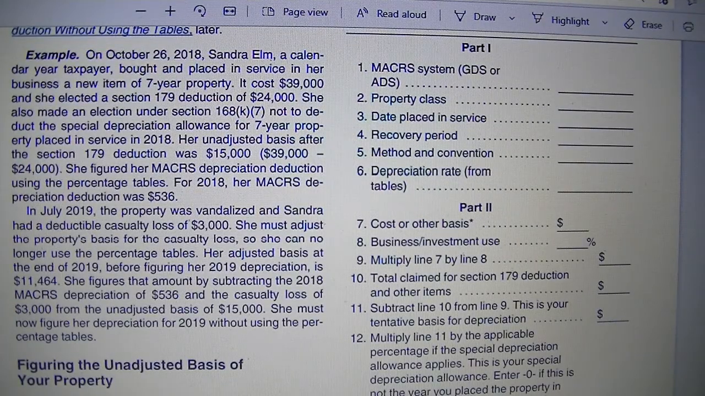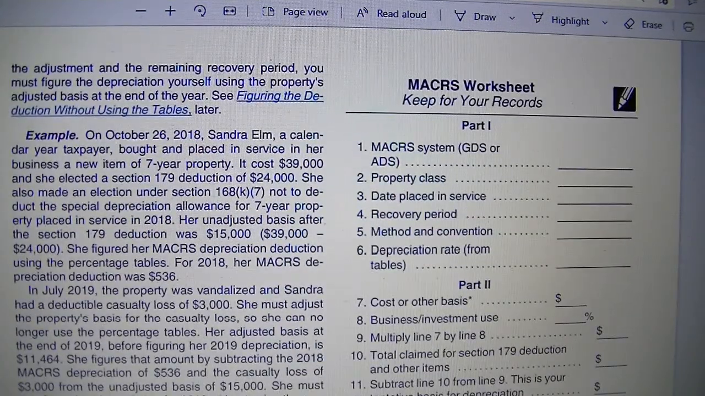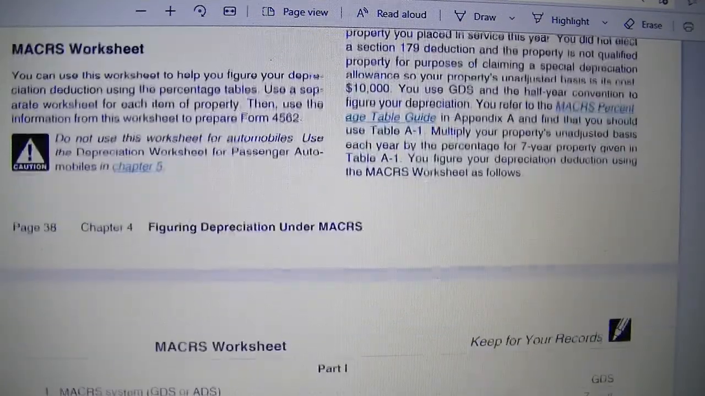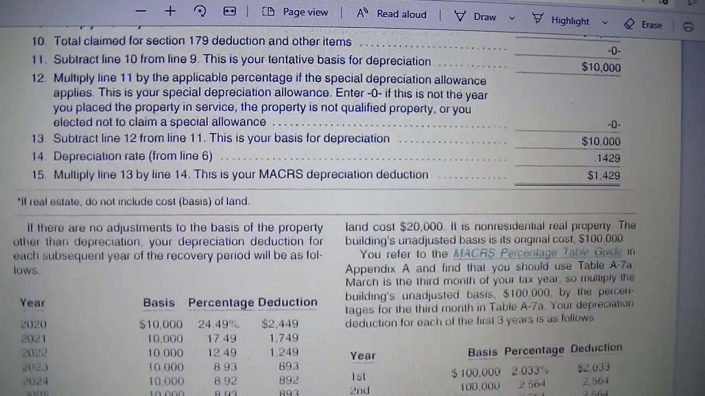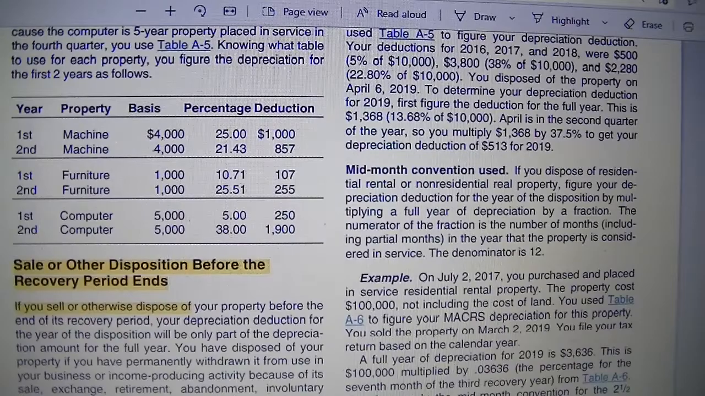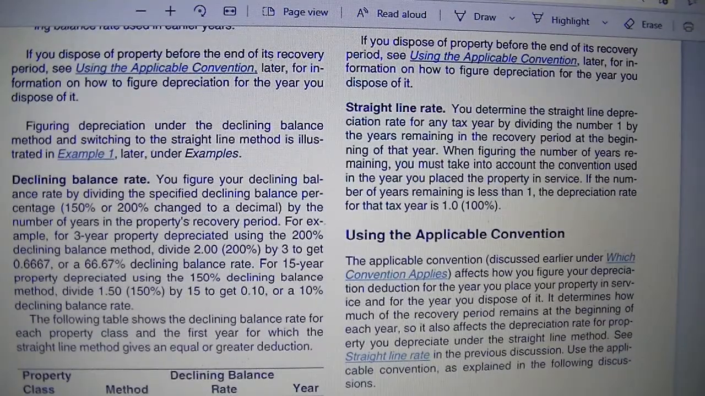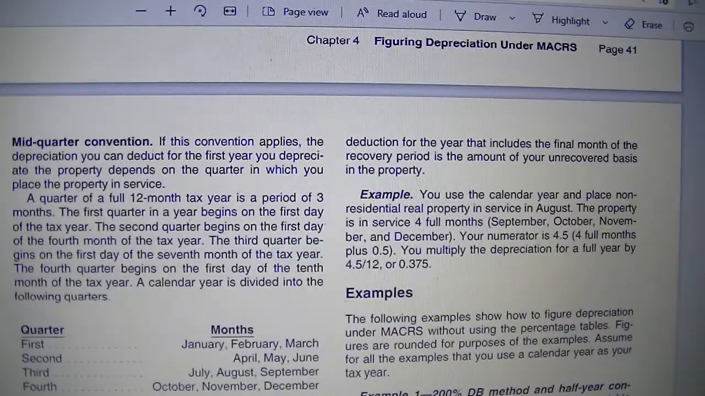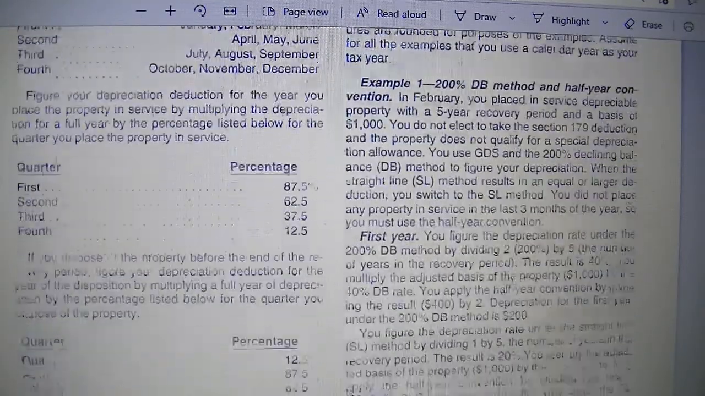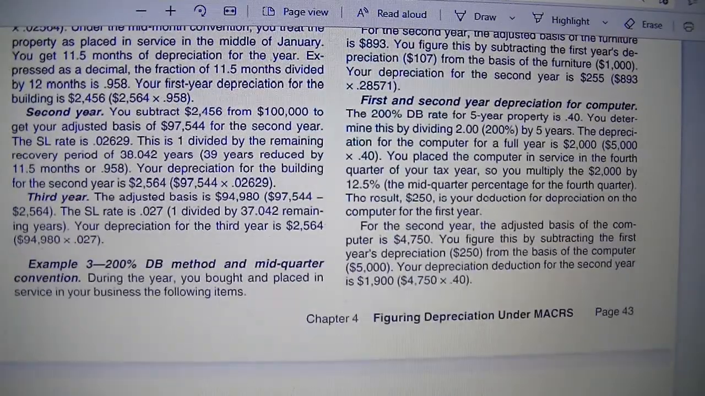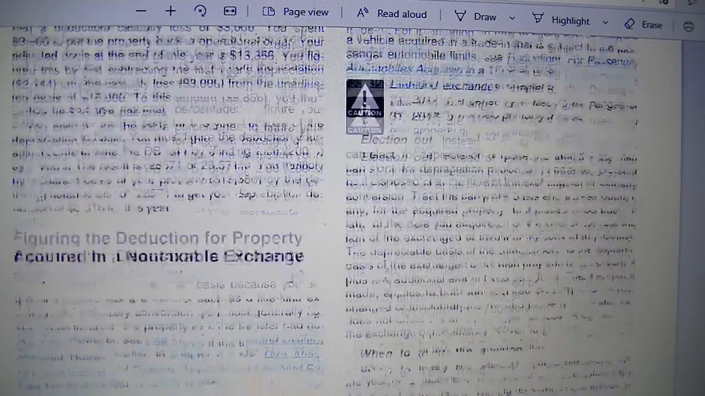And by the way, there is a worksheet on page 38 of Publication 946 that you could use to calculate the basis of your assets. Okay, well, if you believe you need to recapture a prior year depreciation, you might want to read through Publication 946. It does not go deep into it, but it will mention it.